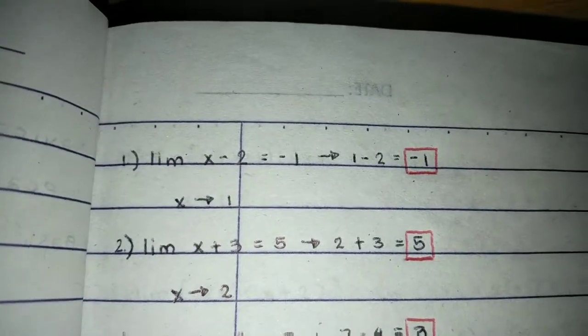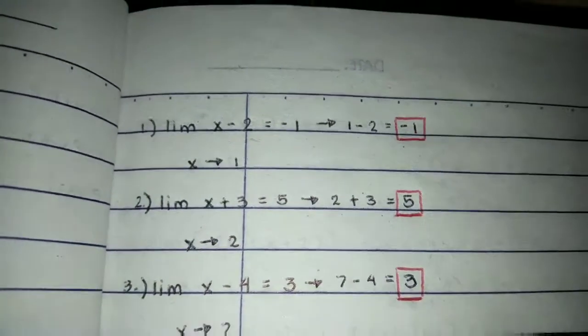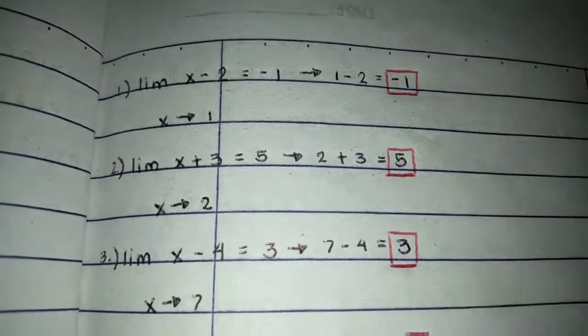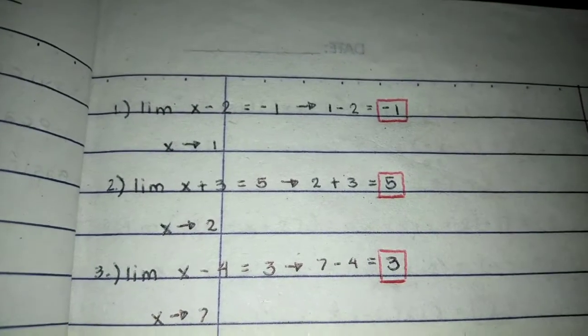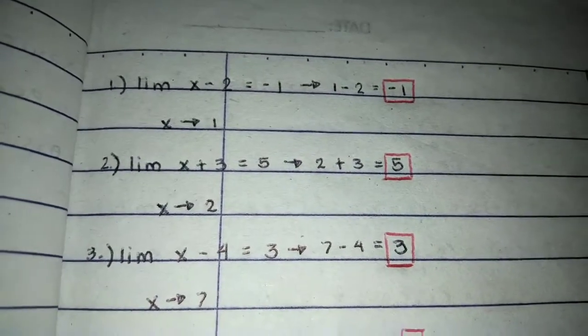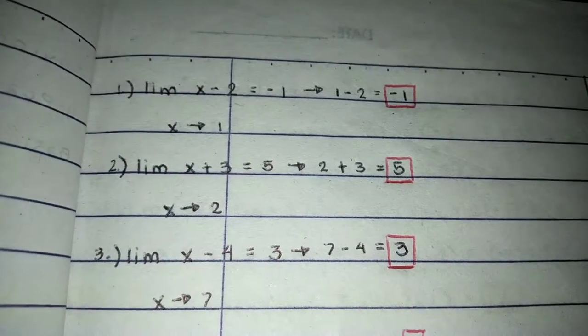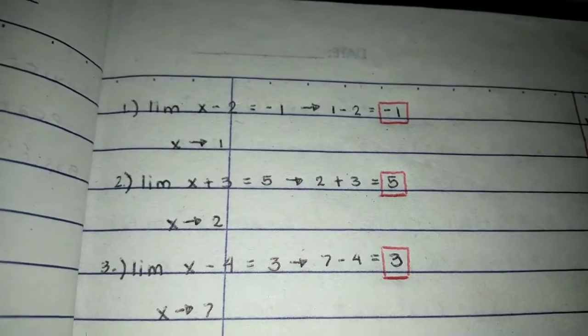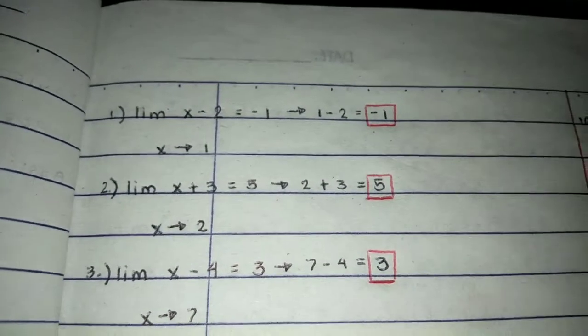So the first lesson is the limit of a function. Here we can see in our example number 1, the limit of x minus 2 as x approaches 1 is equal to -1. How? As you can see, it is stated there that x approaches 1. So the function says x minus 2, so we're going to substitute 1 for x. So the result is 1 minus 2, which is equal to -1. That is why -1 is our answer.